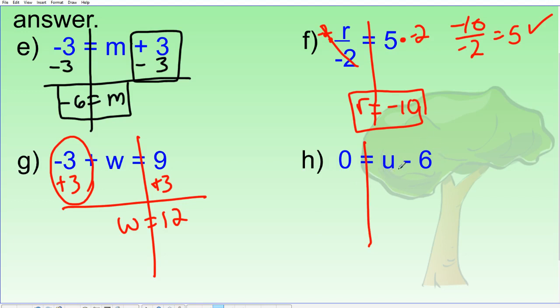I need to get rid of this -6. So this -6 is going to go away, just kind of like it went away over here. To get rid of a -6, I use a +6. To get rid of a -6, I do +6 on both sides. And we get u equals 0 plus 6 is 6.